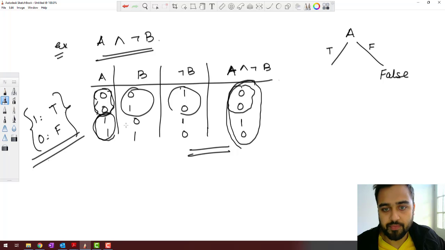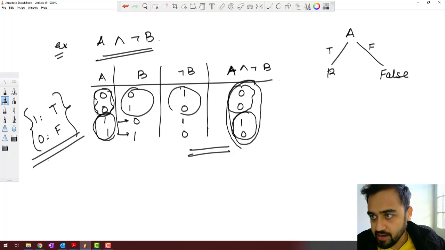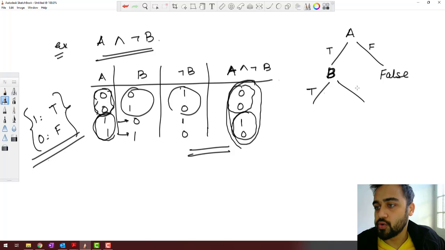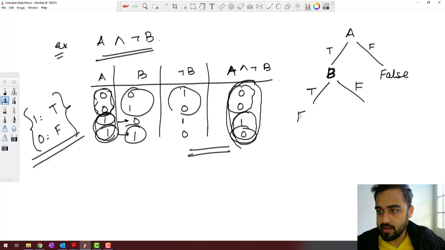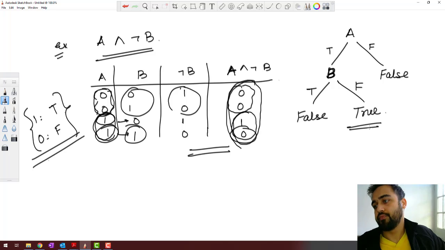Now, if you take A as true, you have 0 and 1 associated with it, because you have two different outputs for A equals true. Therefore, we need to take B into consideration as well. B has two values, true and false. When A is true and B is true, your output is false. Therefore, you write false. And when A is true and B is false, your answer is true. Therefore, you get your decision tree.